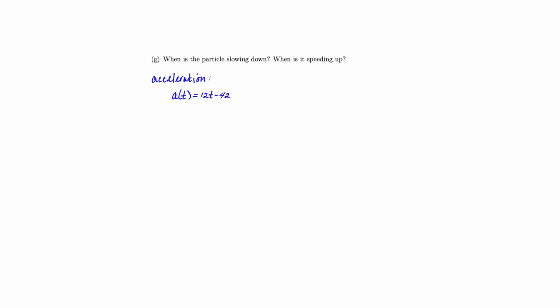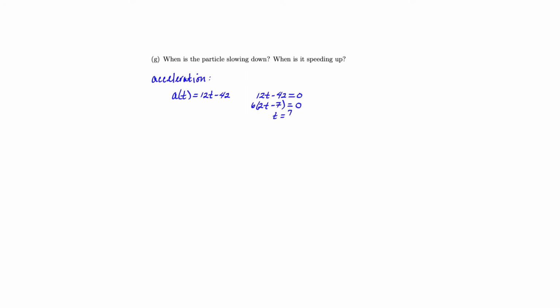If the acceleration is negative, then the particle is being pushed in the negative direction. It might be moving in the positive direction, but it's being pushed in the negative direction, the opposite direction. If the acceleration is positive, it's being pushed in the positive direction. So let's find out where the acceleration is positive and where it's negative. So we first set it equal to 0 to see where it might change sign.